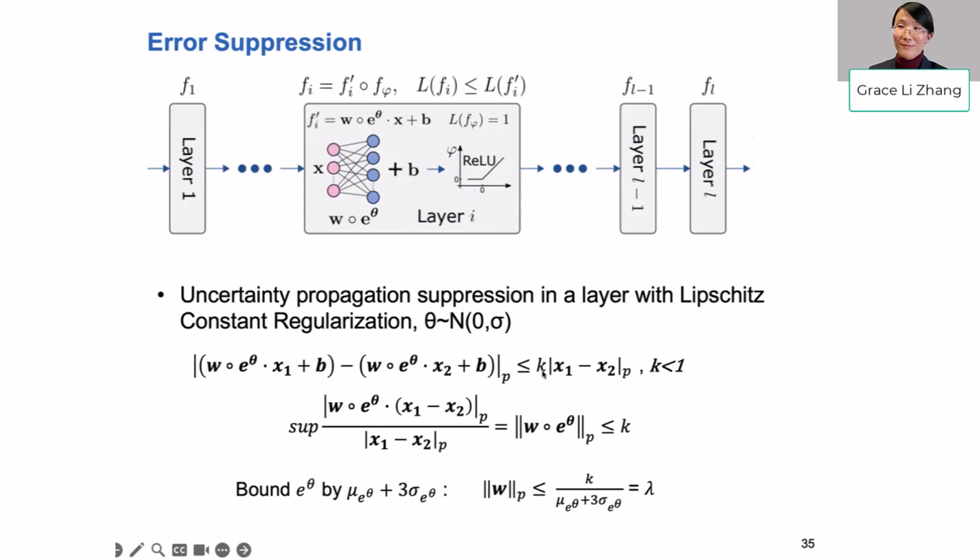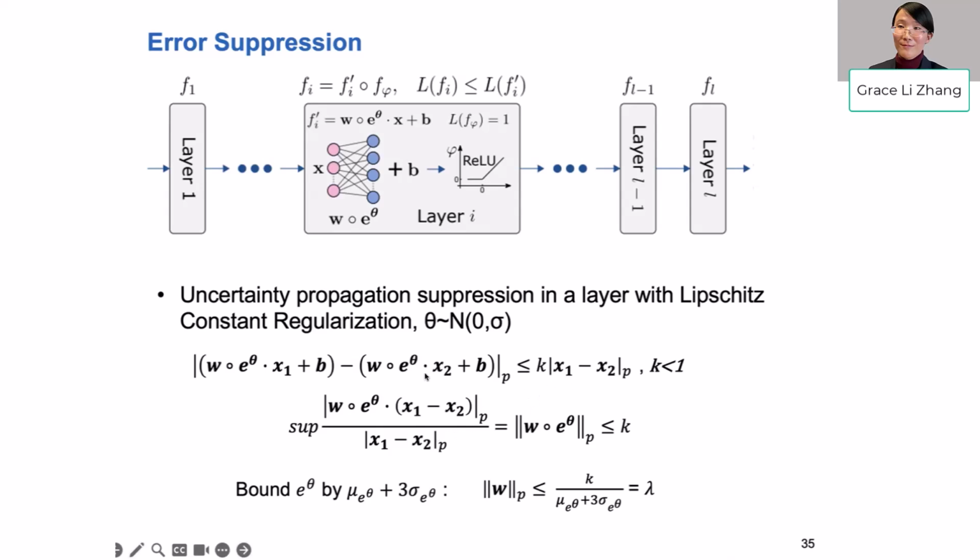So this means that, for example, X1 minus X2, and the function of this layer can be evaluated by W theta X1 plus B. So this is the original, and then minus the differences here. So this means that any differences at the input of this layer will be suppressed after propagating through this layer if we constrain K to be smaller than 1. So in this way, if we can realize these restrictions, then we can suppress the error propagation.